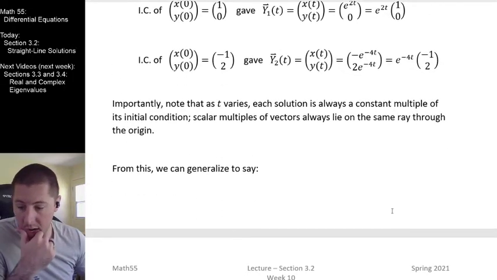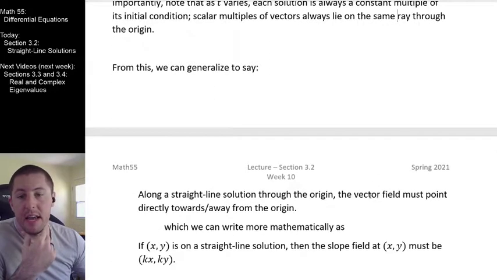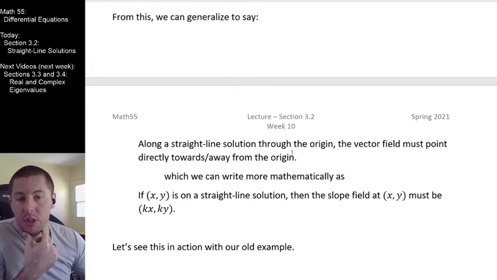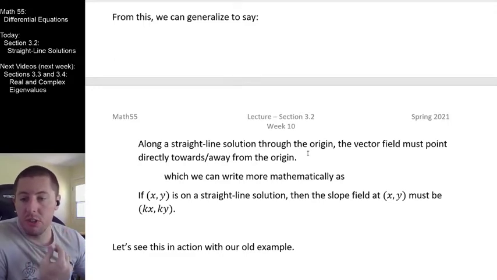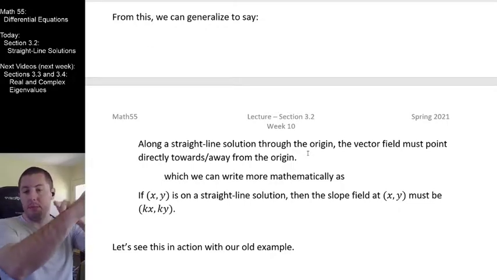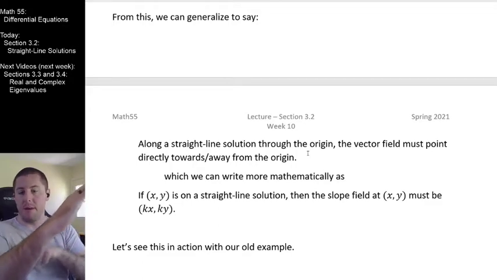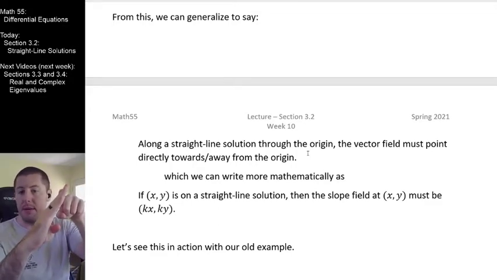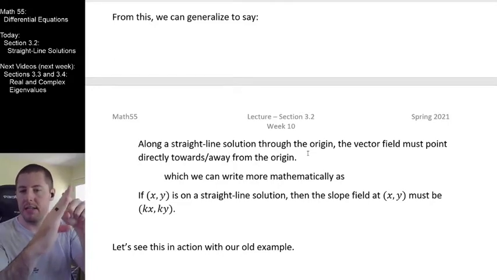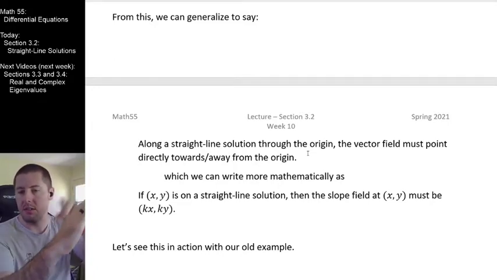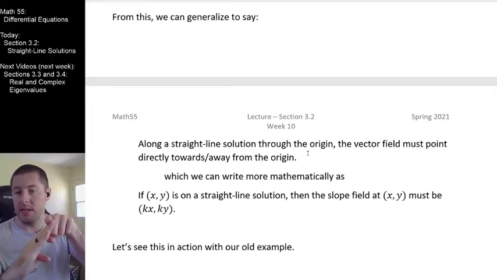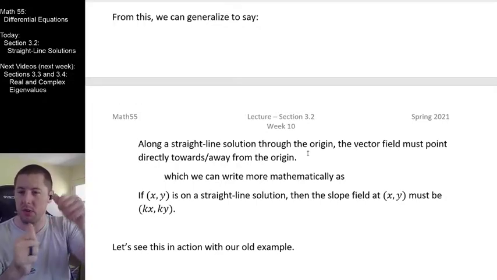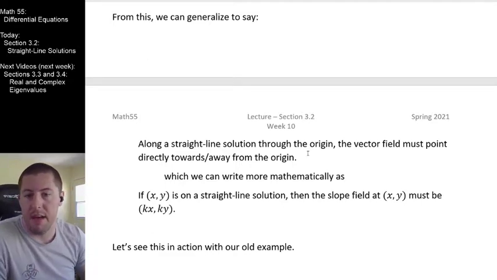So we want to generalize this. Along a straight line solution through the origin, the vector field must be pointing directly towards or directly away from the origin, right? If our straight line solutions pass through the origin, where there's an equilibrium, that means our slope field must always be pointing, no matter where we are, either directly towards the origin, or, if we're on the other side, exactly away from it, because we're still on a straight line. So it could be going towards or away, but in a straight line fashion.